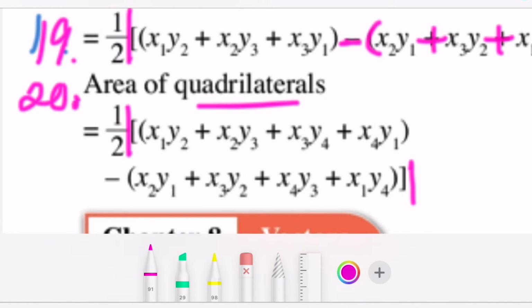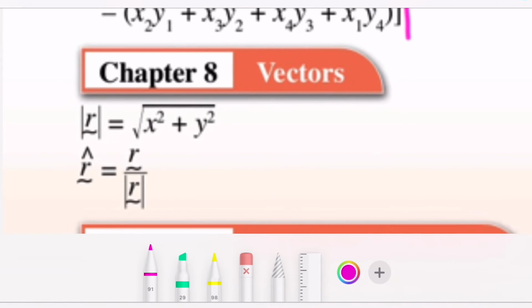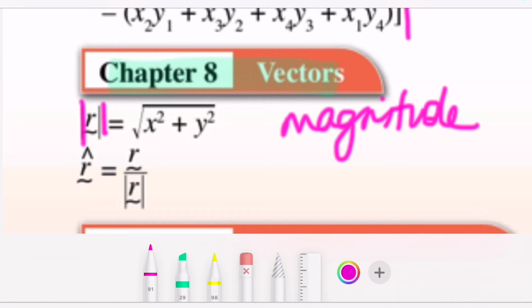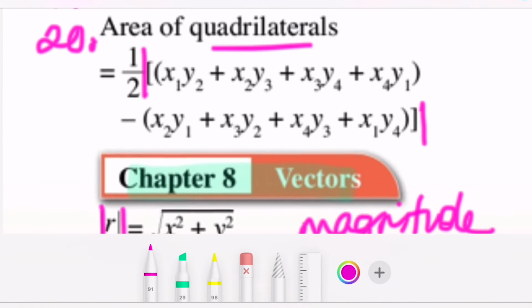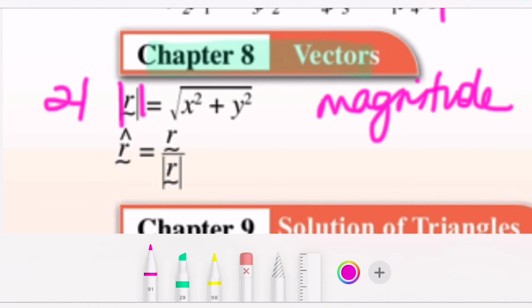Additional few points, right? For vector, the formula will be the magnitude. This is the magnitude of the vector. We will use something like Pythagoras theorem. So this is formula number 21.